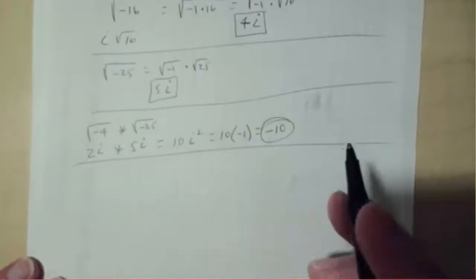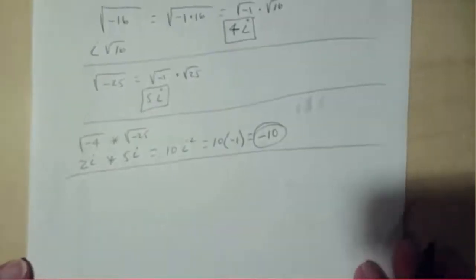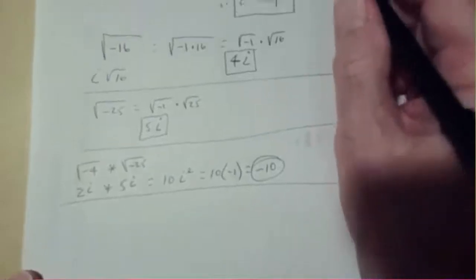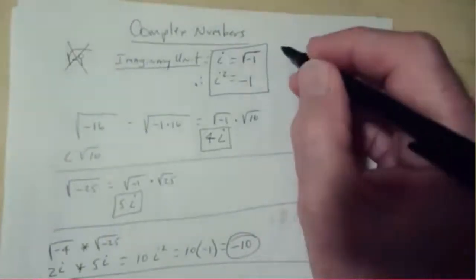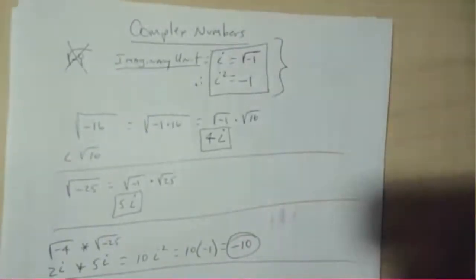Okay, we're going to use this more and more, where you have i times i is i squared, and i squared is negative 1. You might want to write those things down somewhere.